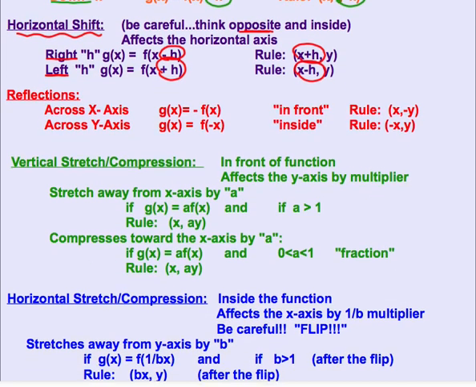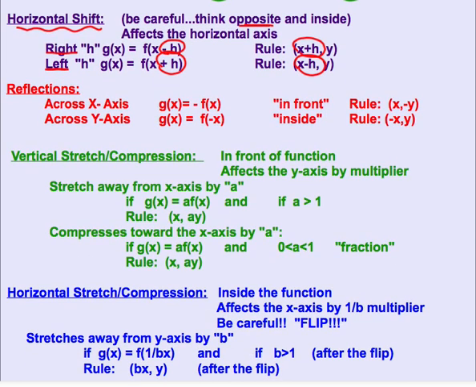All right, let's move on to the red. We have two types of reflections. We have x-axis and y-axis reflection. If you have a negative in front of the function, it's going to reflect it about the x-axis, and it's going to negate the y on your rule. If you have a negative inside the function, it's going to reflect it about the y-axis, and it's going to negate the x.